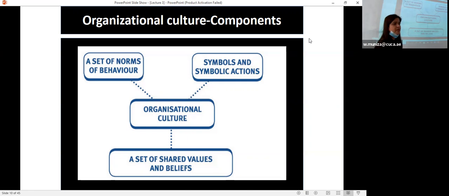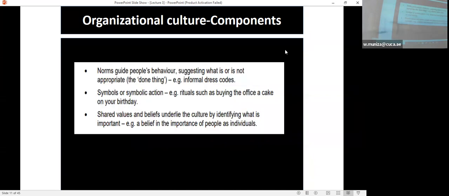A set of shared values and beliefs depends upon the assumptions of what people think about the organization and about its management. So their collective beliefs and values are going to form part of the organizational culture. So what are the three broader components? The values and beliefs, the norms, and the third thing is symbols and symbolic actions. Got it? So in short, whatever is done in the organization in a routine manner becomes part of the organization's culture.